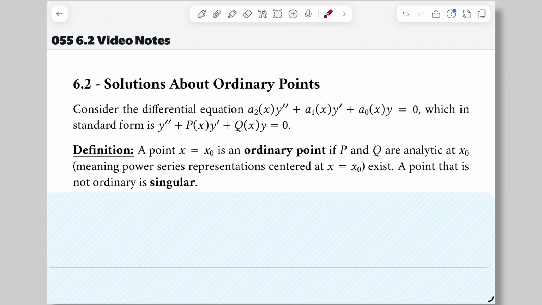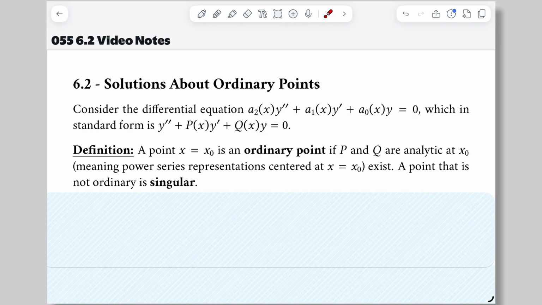Standard form, as we've seen before, is y double prime plus p of x y prime plus q of x y is equal to 0. We start with a definition. A point x equals x naught is an ordinary point if p and q are analytic at x naught, meaning that power series representations exist centered around x equals x naught.